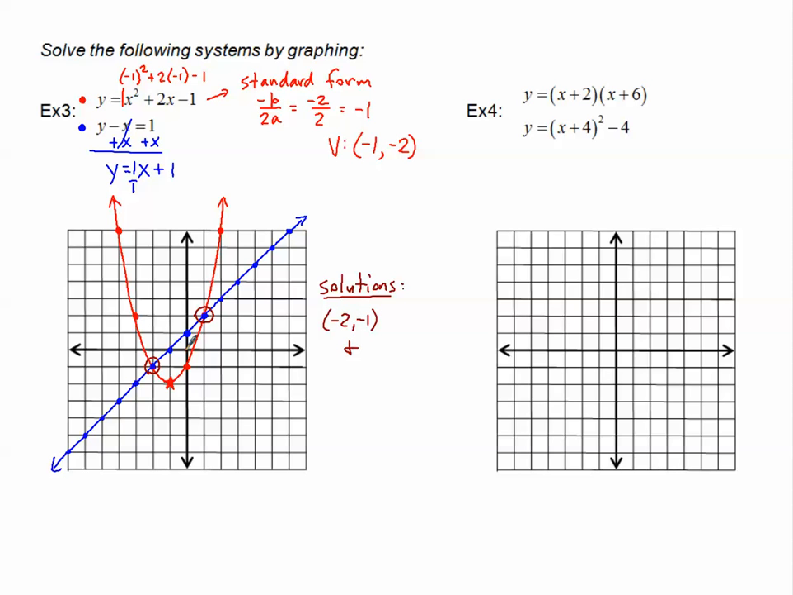And this one is positive 1, positive 2. So we have two solutions to this system, and we found them. Let's look at example 4.